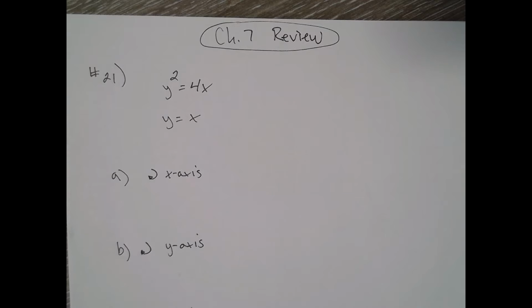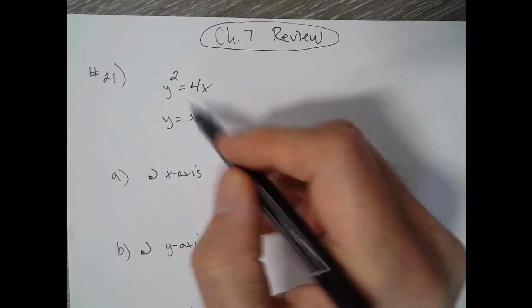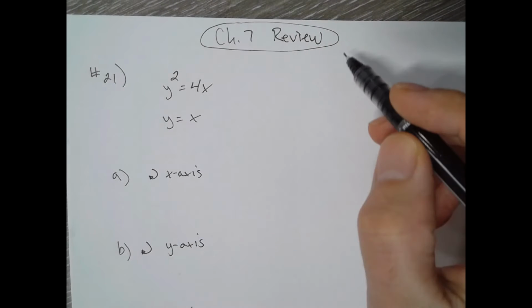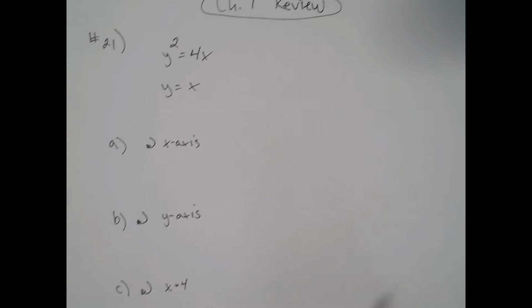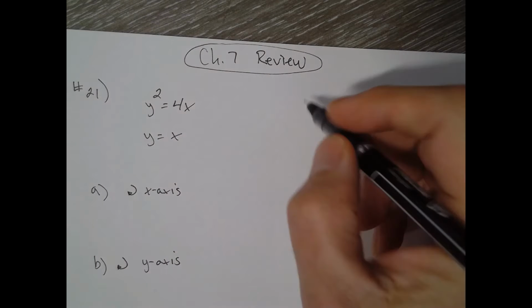Chapter 7 review, number 21. It's got 4 parts to it. So first thing, let's find the region, and then we're going to revolve it around the x-axis, y-axis, x equals 4 and y equals 4. Alright, so what does it look like?